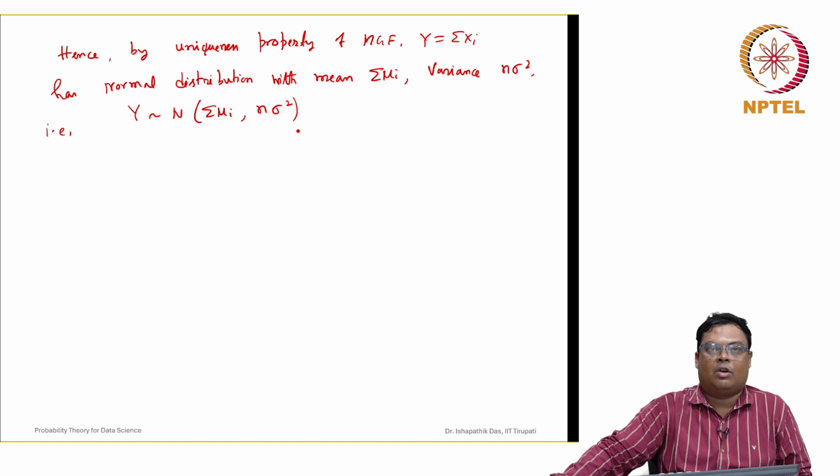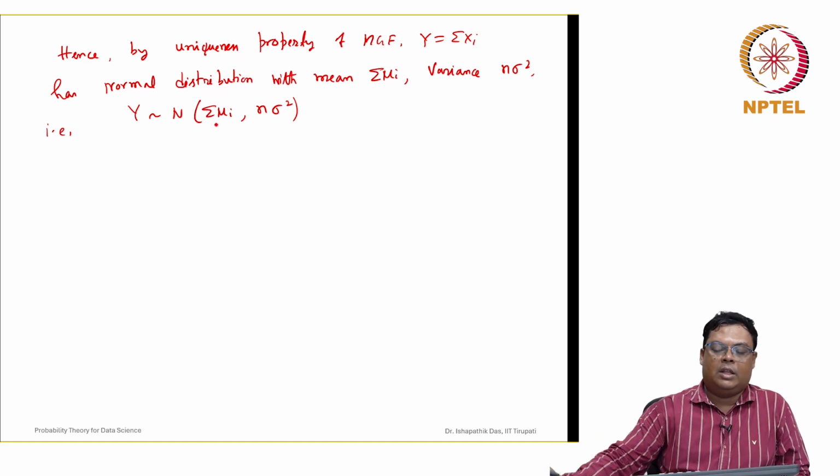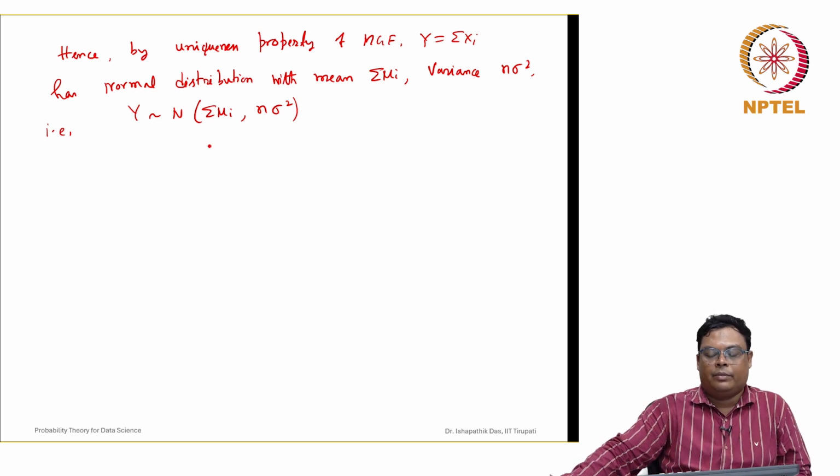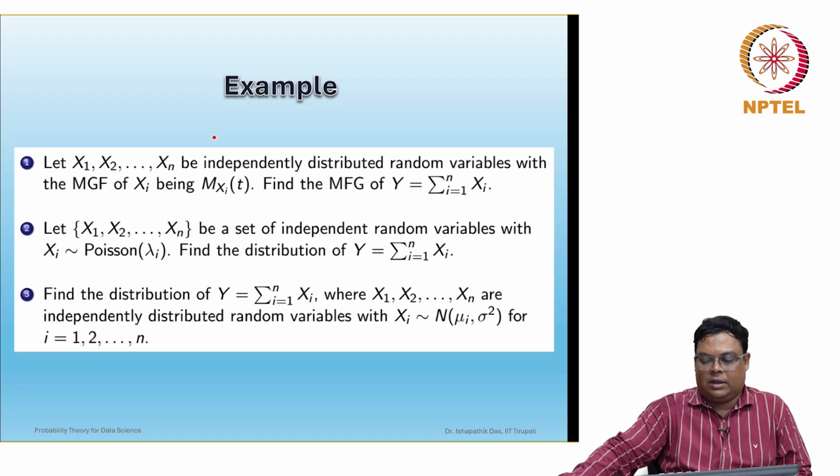So the sum of normal distributions is again a normal distribution, and the mean will be the summation of the mu i, because they are independently distributed random variables. That's why this will be the summation of mu i, and the variance will be n sigma square. So hopefully you have understood it, and then we'll discuss some new topic.